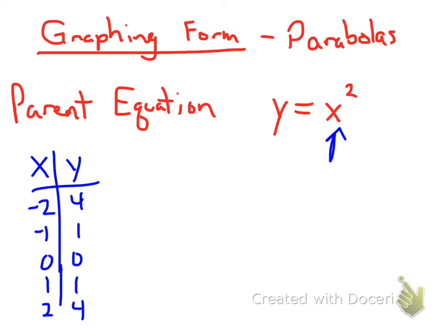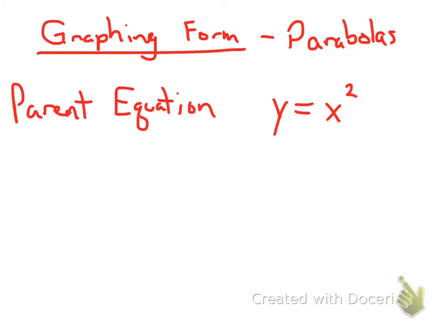If I want to look at a small graph of that quickly, then my graph would look something like this. There's my (0, 0), (1, 1), (-1, 1), (2, 4), and (-2, 4). So there's a quick sketch of that parabola. That is the parent function.